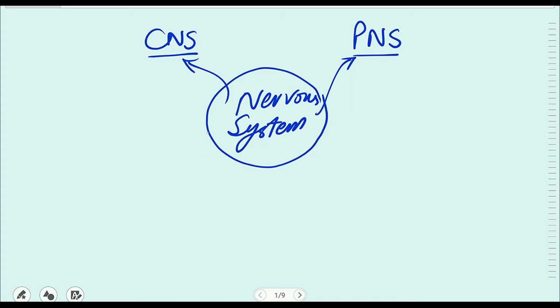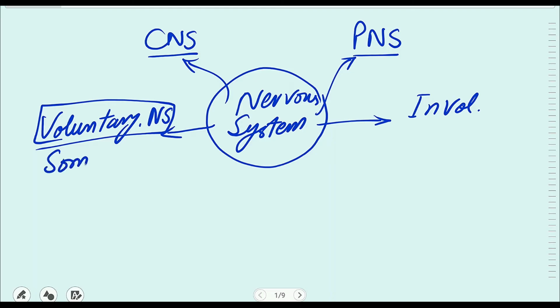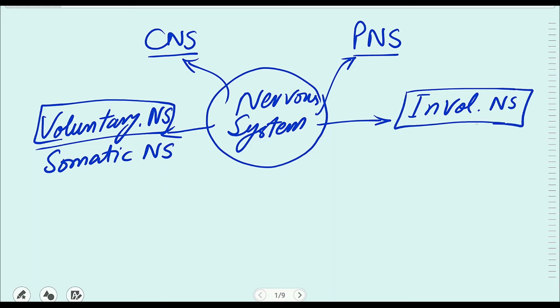Number 2, the nervous system can be divided according to the response of the body. We don't divide the nervous system, we divide our body. Is the response of the body voluntary or involuntary? So we will have a voluntary nervous system, that is also known as the somatic nervous system, and we will have an involuntary nervous system, that is also known as the visceral nervous system and also known as the autonomic nervous system.